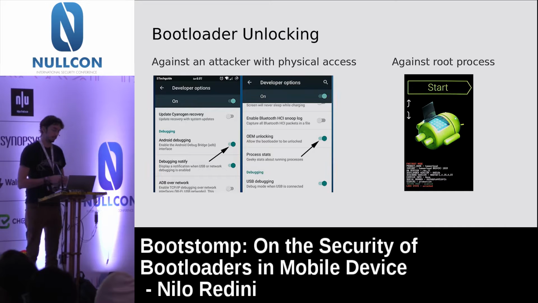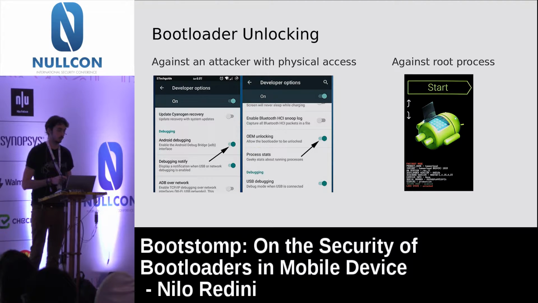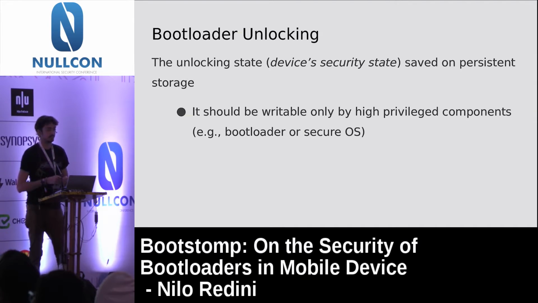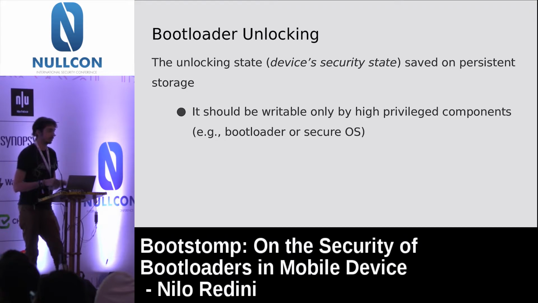The first step of this procedure is meant to hinder an attacker who might have the device and can control it. This is because it's supposed that they don't know the PIN to unlock the phone. And the second part of this process is meant to protect against root processes which might run on the phone. Okay, the unlocking state, also called device security state, is saved on persistent storage. This information should only be writable by highly privileged components, for example, the bootloader or the secure OS.